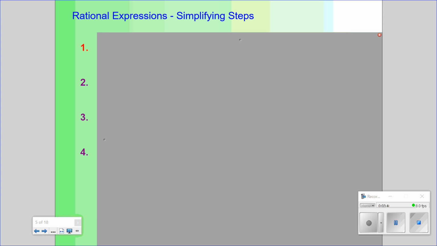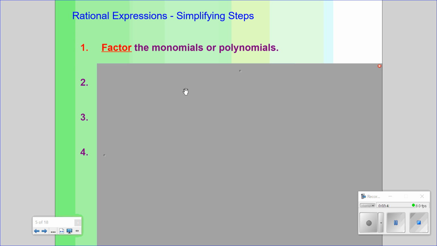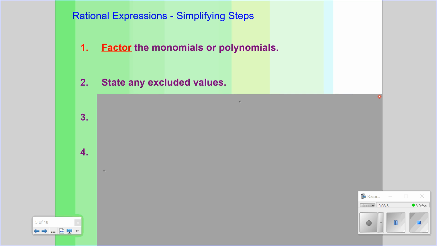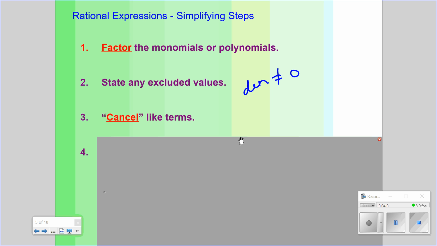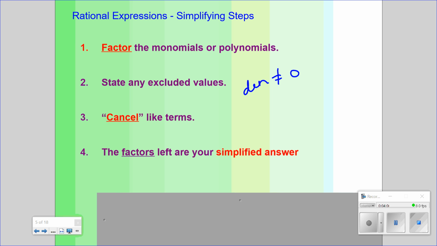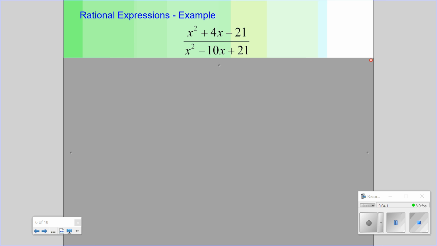So the process for simplifying rational expressions is to start by factoring the monomials or polynomials in the numerator and denominator. Once we have done that, we will state any excluded values that would make that denominator 0, because the denominator cannot equal 0. After we do this, we will then cancel any like terms we see, and the factors that are left will make our simplified rational expression.